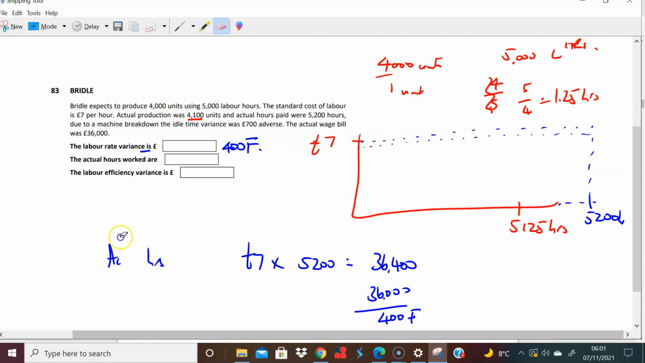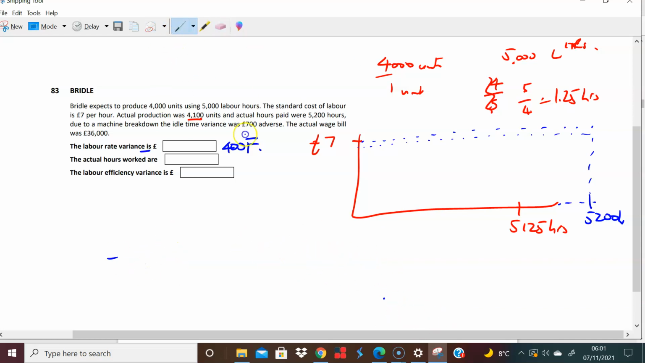Okay, I'm just going to get rid of this because now you know where that answer has come from, to give me space. Now, here's the thing. You paid for 5,200 hours because there was some idle time. So the actual hours they actually worked is somewhere here, because that's what I really want to compare to efficiency. In terms of idle time, I pay more than what they actually work, and it tells me the difference is £700 adverse.